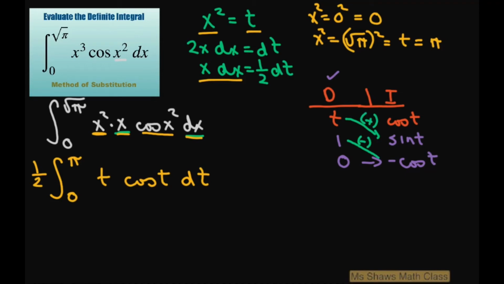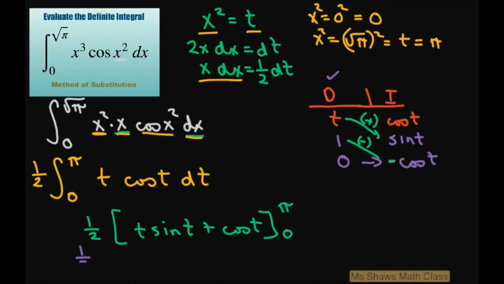So we're going to write this now as 1/2, and we're going to get t sine of t, and then we have two negatives here. So it's going to end up being plus cosine of t when you multiply those two. And again, we're evaluating from 0 to pi.